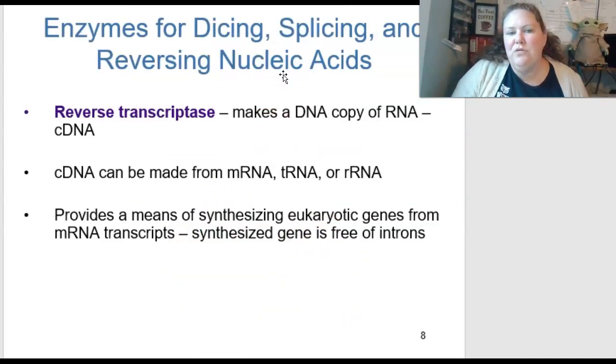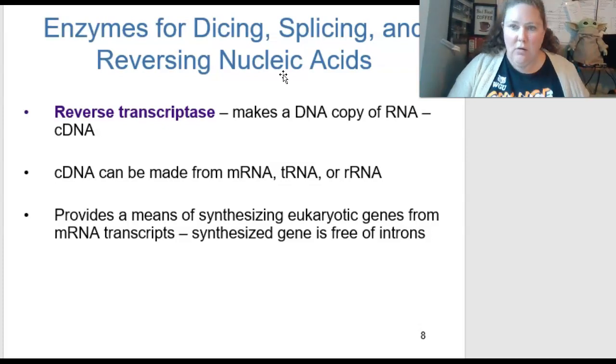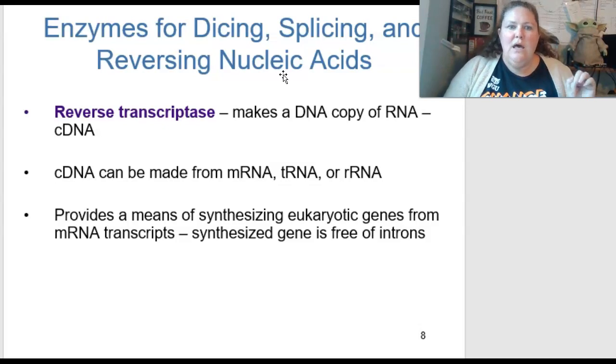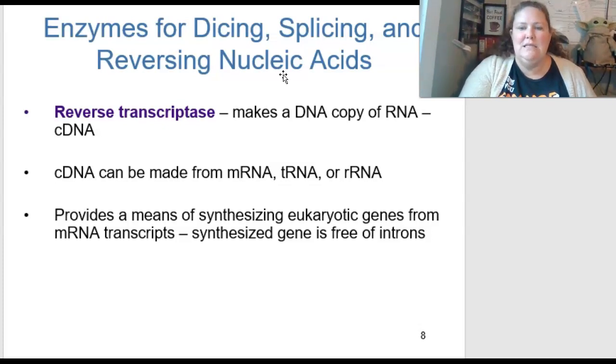So then we have reverse transcriptase, and this makes a DNA copy of RNA, which is called cDNA. And cDNA can be made from either the mRNA, the tRNA, or the rRNA, which are types of RNA that we talked about last week. And these provide a means of making eukaryotic genes from mRNA transcripts. And these are synthesized genes that are free of introns.